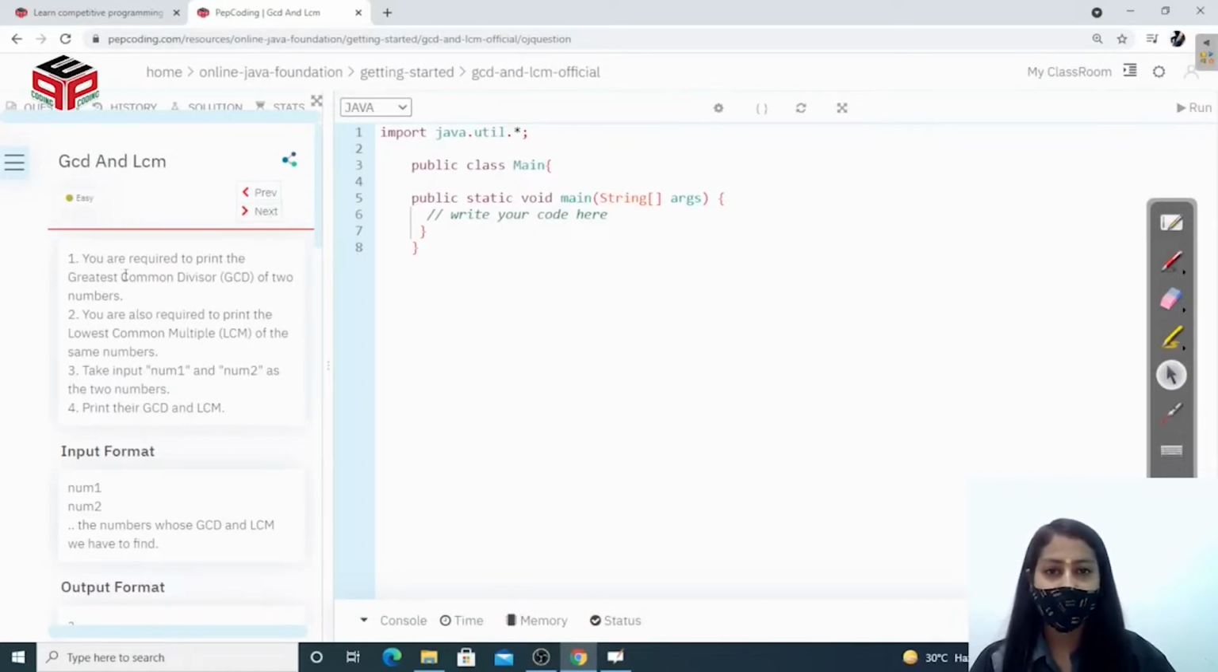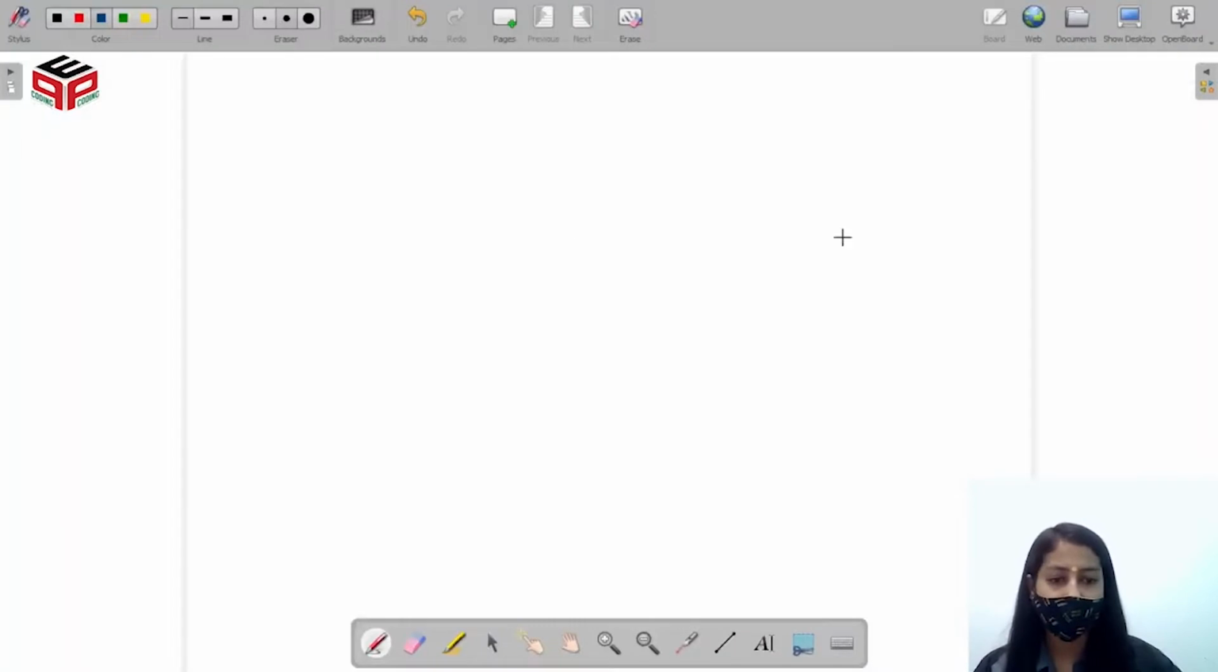So today in this class we are going to discuss how to find the GCD and LCM of two numbers, right? In the input we are given two numbers, number 1 and number 2, and we have to find the GCD and LCM of the two numbers, that is the greatest common divisor and the lowest common multiple of two numbers. Now let's discuss the approach.